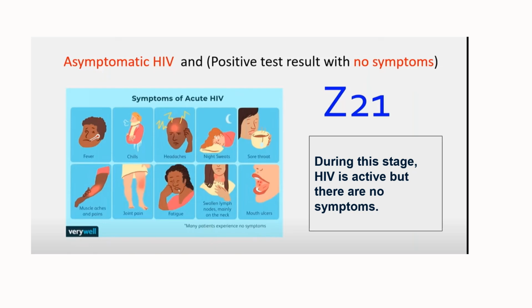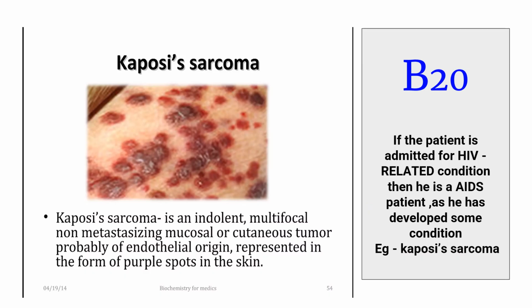That is very important. If the patient has no symptoms, is absolutely healthy, normal like any other patient, that is the time we will use Z21. Now, when the patient is admitted for an HIV related condition, any condition which is related to the HIV, or if he has developed HIV disease, then he is no more asymptomatic. He becomes an AIDS patient, because he has developed some condition, and then we write B20. And remember, once we start writing B20 for the patient, we can't go back to Z21. This is very important.